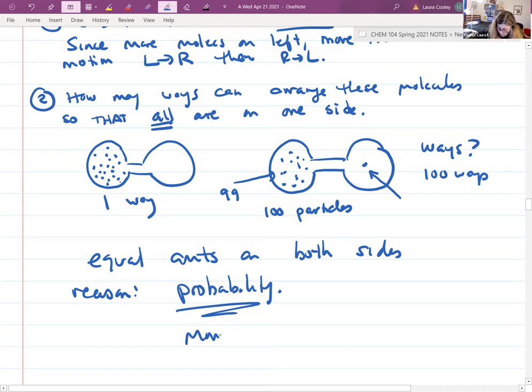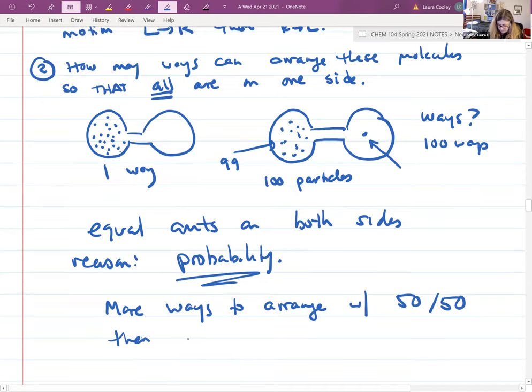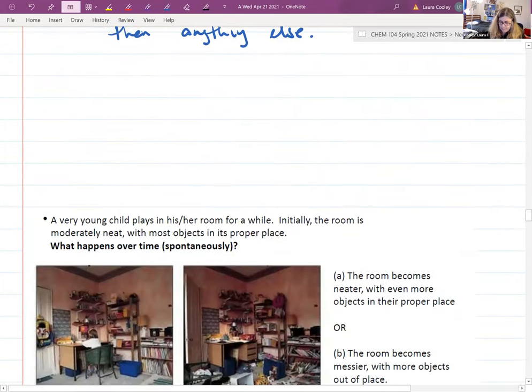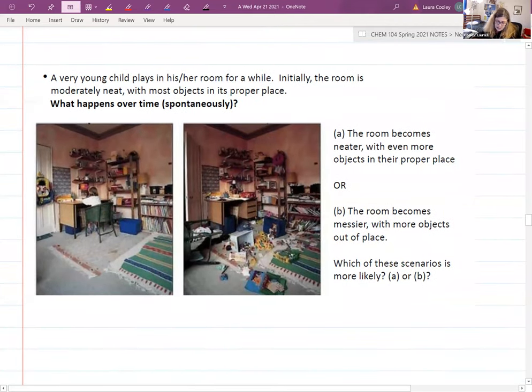There are more ways to arrange these particles with 50-50 than anything else. So it will end up at the most probable place. That's what will happen. Okay, I'm going to get back to that example. I'm going to do a simple example with four particles, but later.